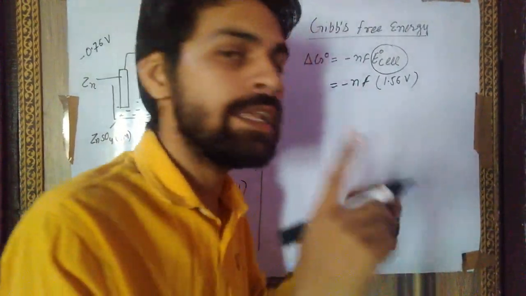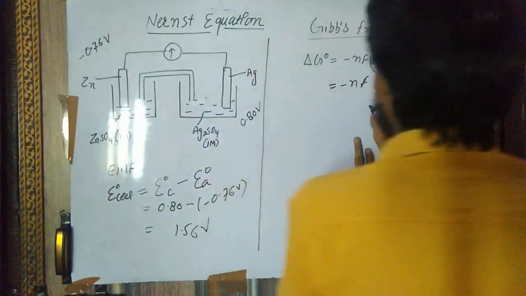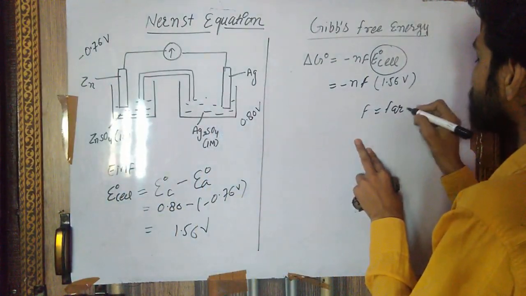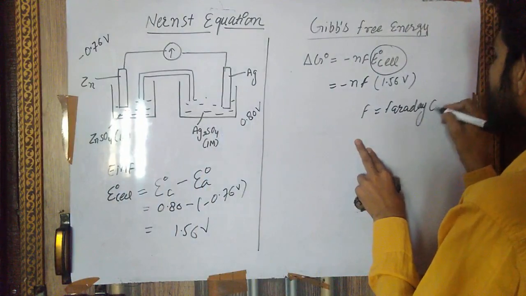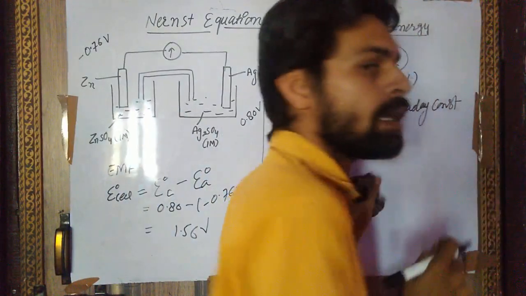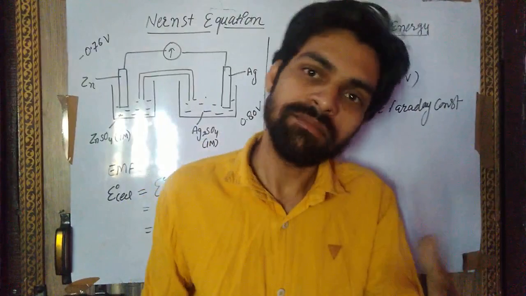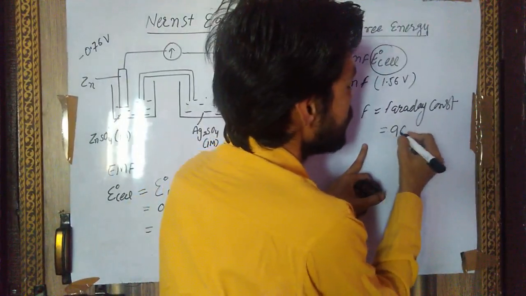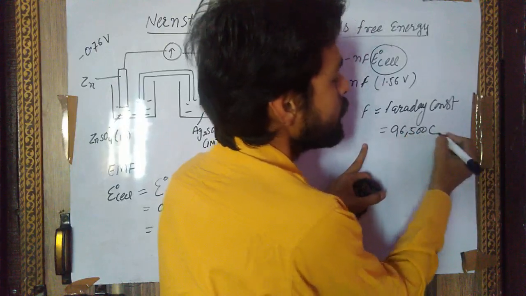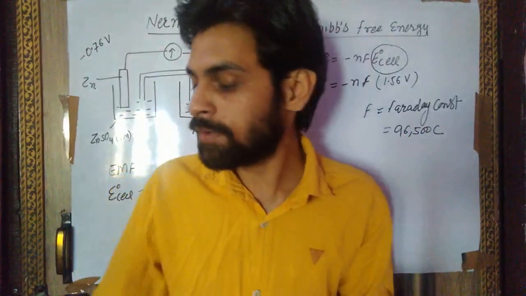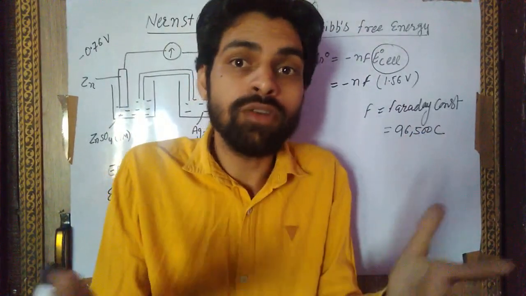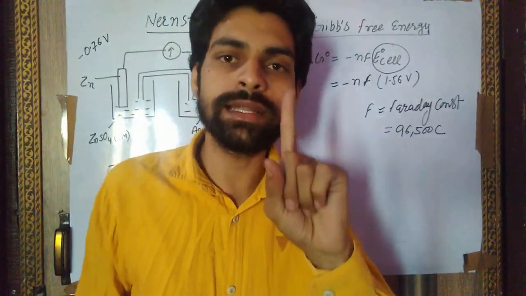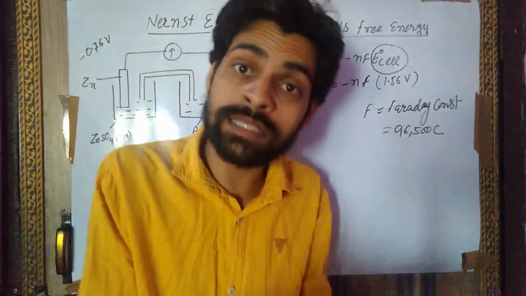Students, I am telling you about F. F is the Faraday constant. If it is a constant, its value will always be constant, and its value is 96,500 coulomb. Coulomb means it is the value of charge. So what is the Faraday constant? One time the CBSE board has asked this question, as well as ISC also.